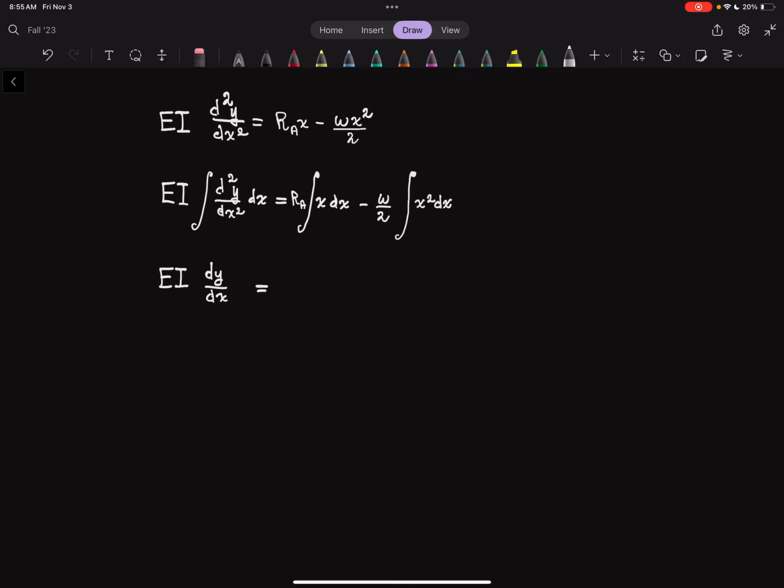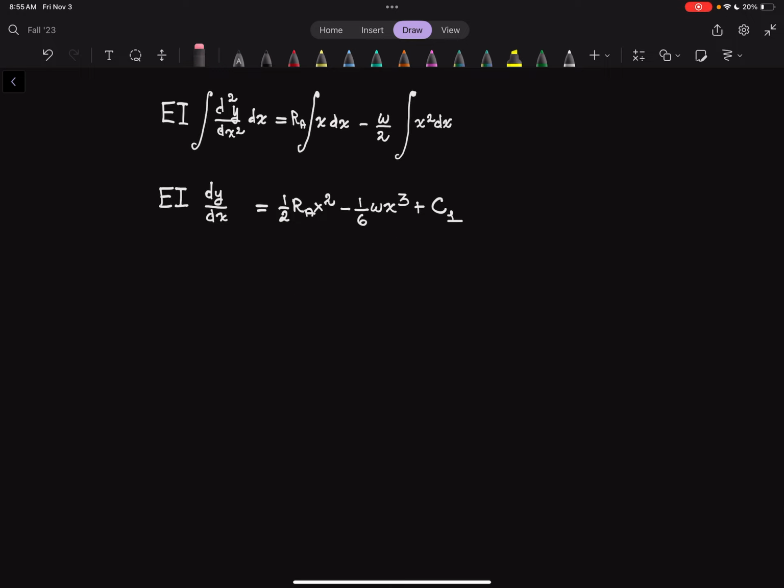So here on the left-hand side, we get EI dy dx. On the right-hand side, we get 1/2 RA x squared minus 1/6 W x to the third plus constant 1. Now let's integrate one more time.